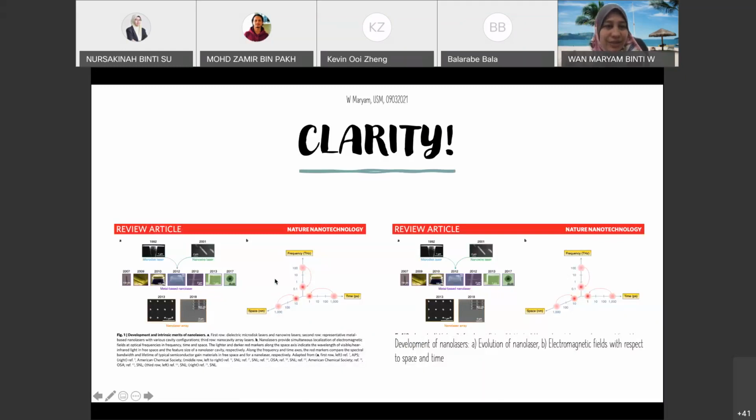So for example, this review article, the same review article that I showed before, development and intrinsic measure of nanolasers. First row, dielectric micro disc laser and nanowire laser. Second row, representative metal-based nanolaser. Nampak tak? They're very specific.